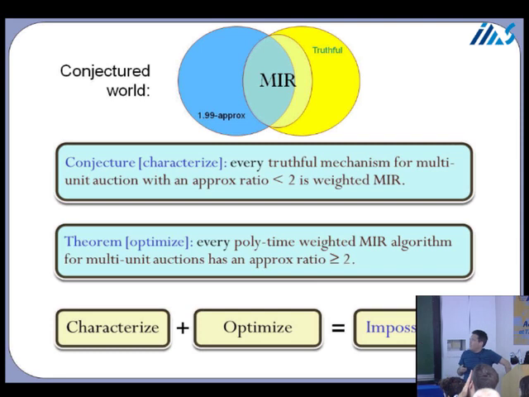Now we have a theorem that we do know how to prove, which is quite similar in the statement to the previous one that we saw in the previous slide. Every polynomial time weighted maximal range algorithm for multi-unit auctions has an approximation ratio of at least 2. So if we knew how to prove this conjecture, together we would have an impossibility result. So start with a truthful algorithm that provides an approximation ratio better than 2. By the conjectured characterization, it must be a maximal range one, and maximal range algorithms cannot run in polynomial time.